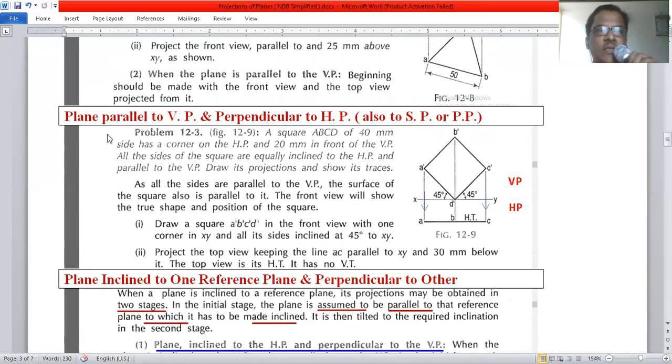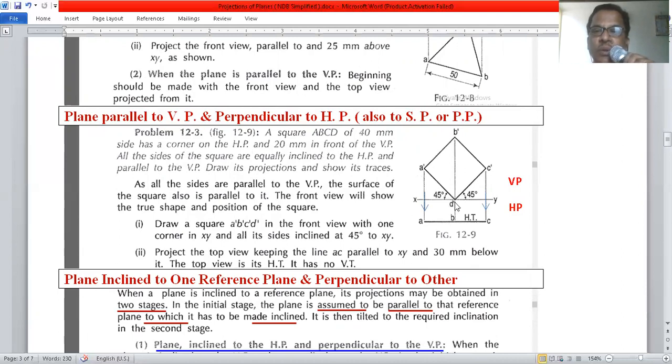Now in this other case, the plane is parallel to VP. A square ABCD is given. So this is a 40 mm side. Now another condition is given: has one corner on the HP. So this corner is nothing but the corner D here, no? And 20 mm in front of VP. So this is 20. And now here you can use your knowledge of projection of points. So one corner is one point. So one point is on the HP and 20 mm in front of VP.